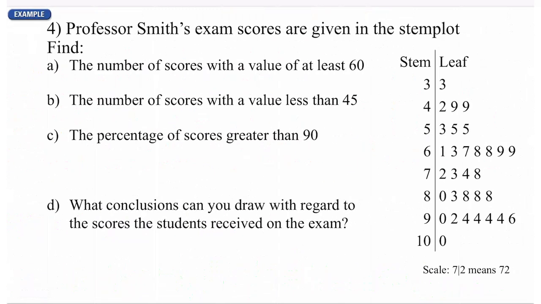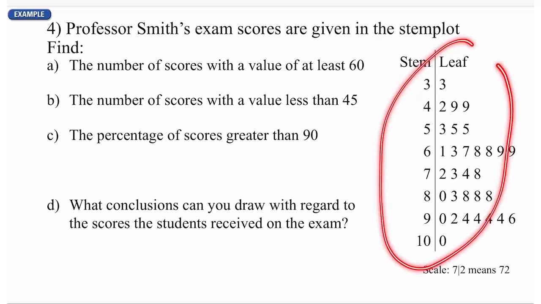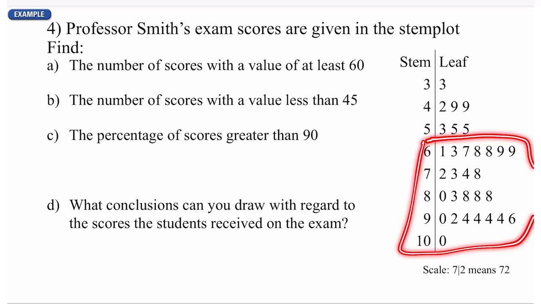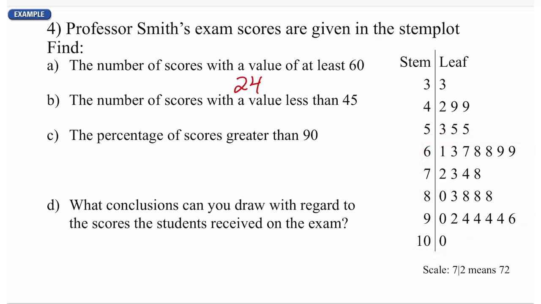Okay, next up. Professor Smith's exam scores are given in the stem plot. So here's the stem and leaf plot here. We have a key or a scale down here that says 7/2 means 72. So this person obviously got a 33%, and this person got a 100%. We want to find the number of scores with a value of at least 60. So at least 60 would be all of these here. So you just want to count the number that you have there. Take a second to do that. And there are 24. And then count the number of scores that have a value of less than 45. So you got that 33% and then a 42%. So there's 2.